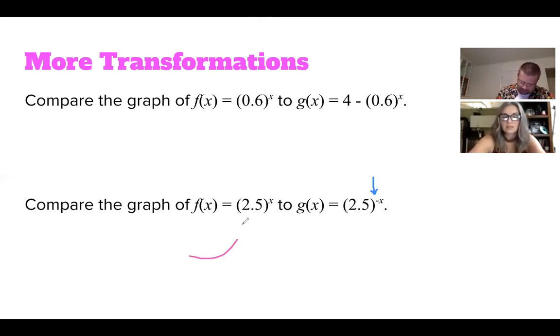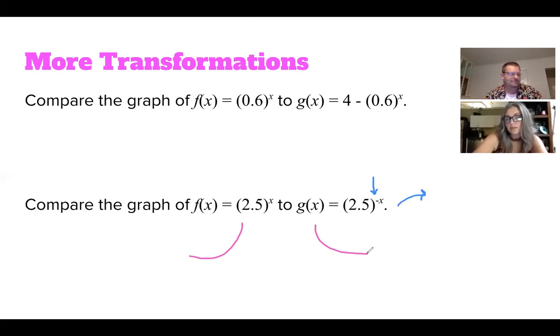I'm going to think about this. That one's 2.5 times 2.5 times 2.5, it's getting bigger. It's growing. So if I flip that horizontally, am I going to get this? But you told me a minute ago, I'm only going to get that when the base is between 0 and 1. The base is not between 0 and 1 now.